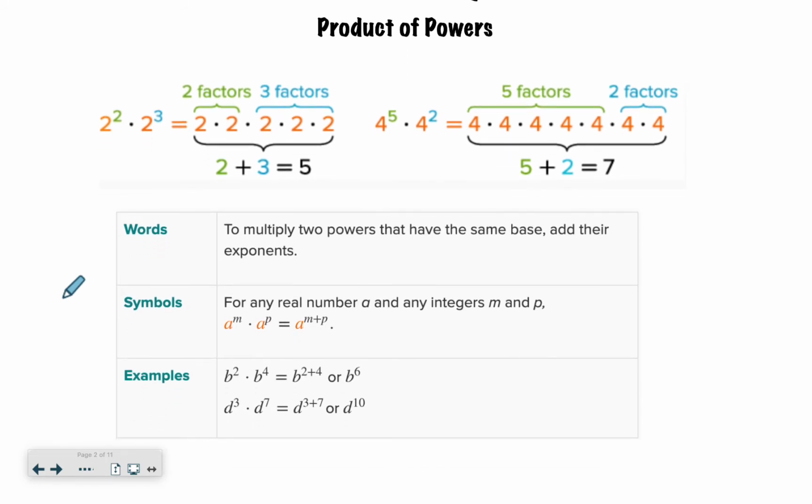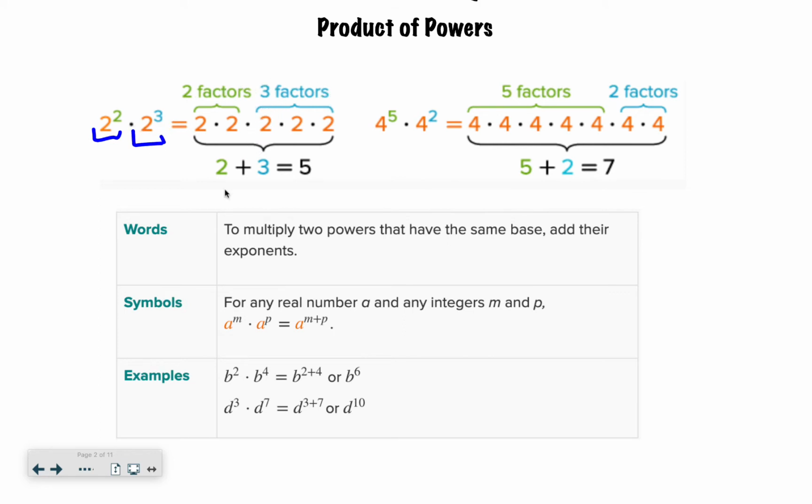And so here you will see we have an example drawn out in multiple colors to help you really visualize this. Whenever we have something to the second power, like 2 to the second, that means we have two 2s. There are two factors of 2. And then here, this tells us there are 3 factors of 2. So 1, 2, 3. This is represented by the green, and this is represented by that blue.